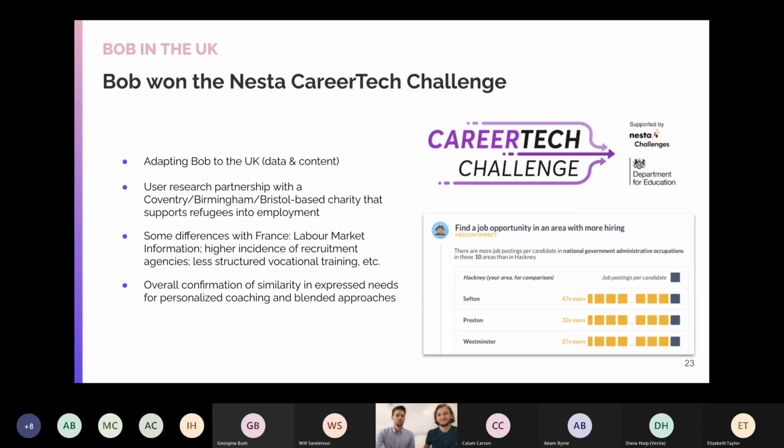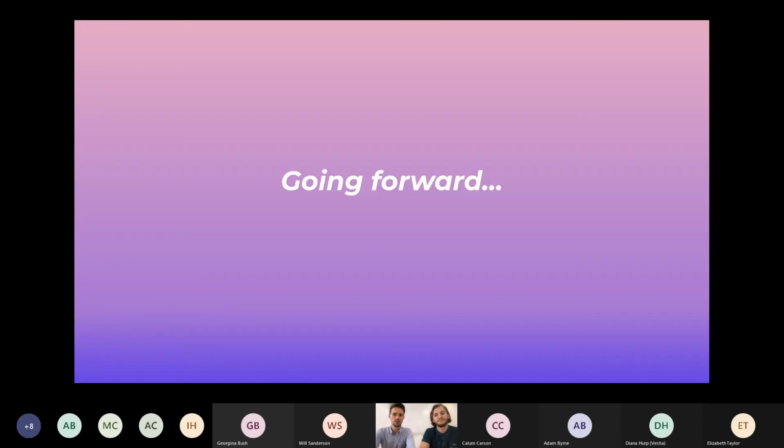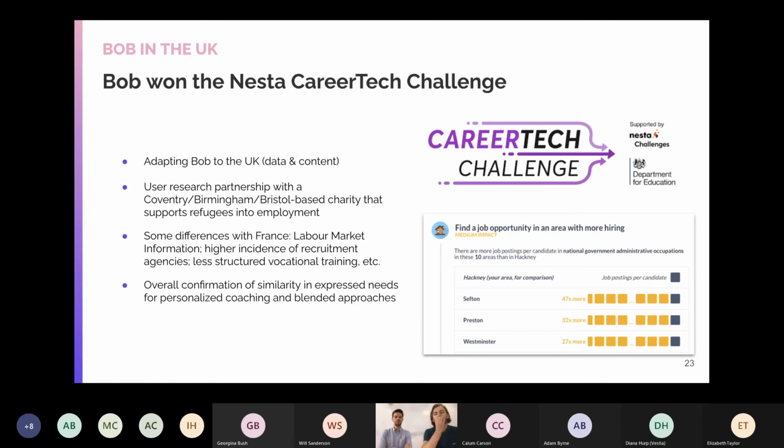Yes, I will be quick on this, but indeed 1 year ago we were in France, we were in Belgium, and we thought, okay, we had this great relationship with the ERSA, and we wanted to see whether we could actually bring Bob to the UK, and we applied to the Nesta CareerTech Challenge with the objective to actually build Bob in the UK. That lasted for a year.